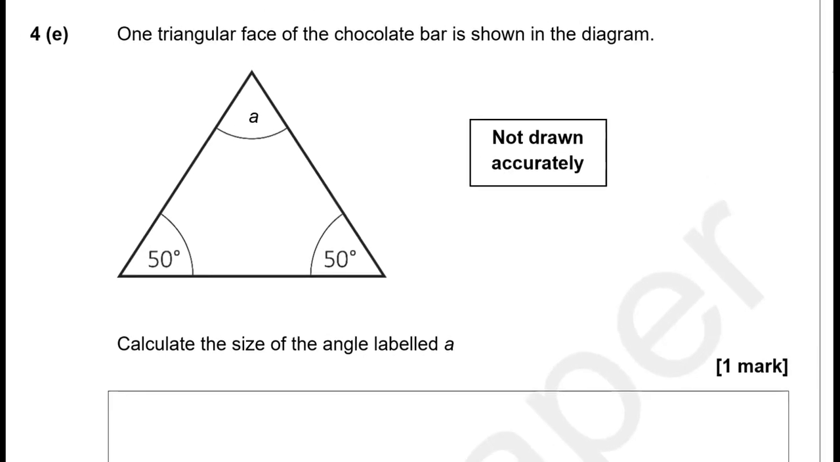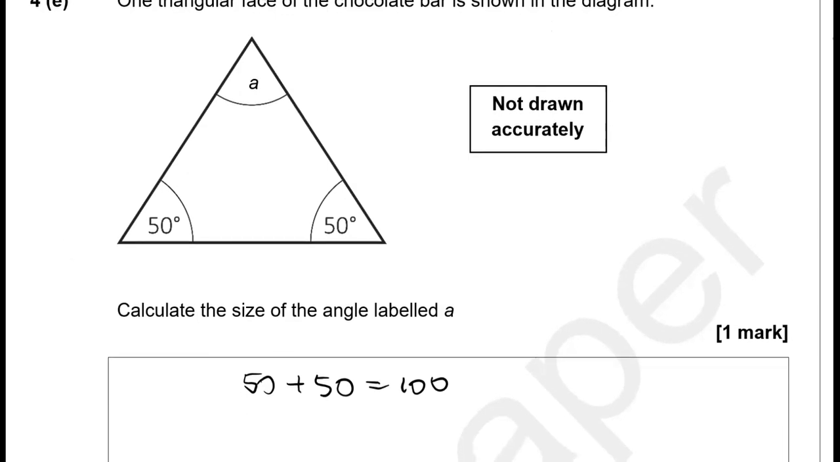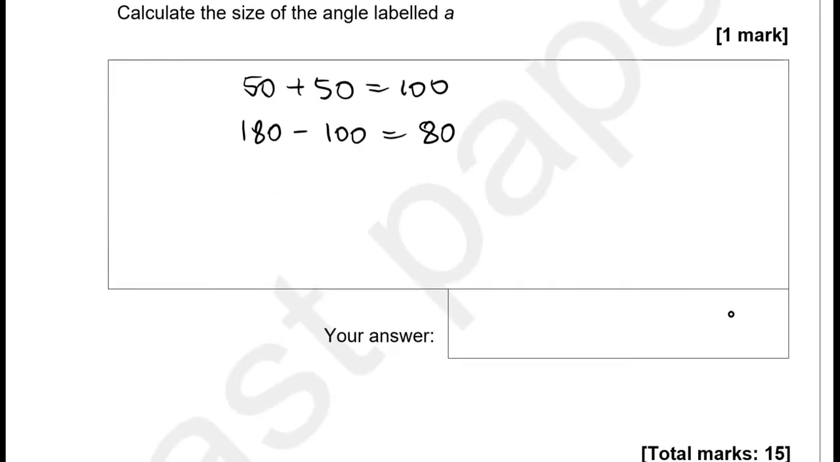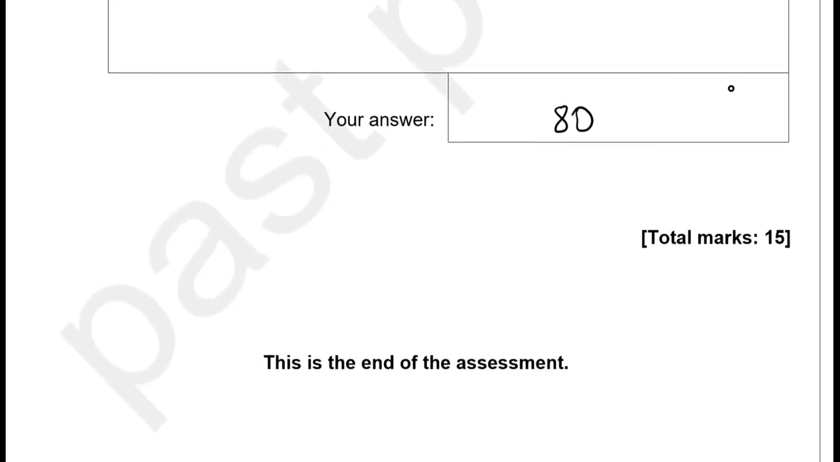One triangular face of the chocolate bar is shown in the diagram. Calculate the size of the angle labeled A. So we've got a triangle and we know that all the angles inside the triangle will add up to 180. We've got 50 and 50 already, so adding them up gives us 100. 180, take away 100, leaves us with 80 degrees. So angle A is equal to 80 degrees. And this is the end of the paper.